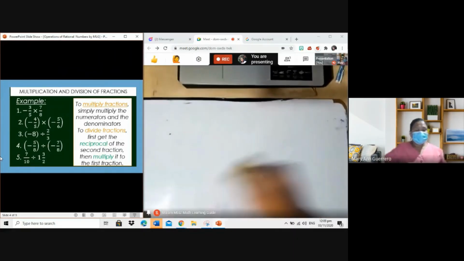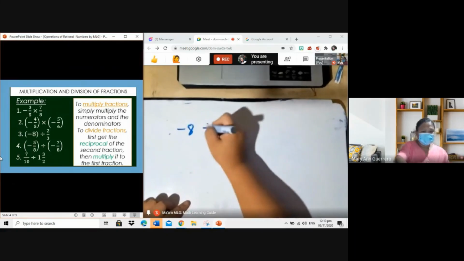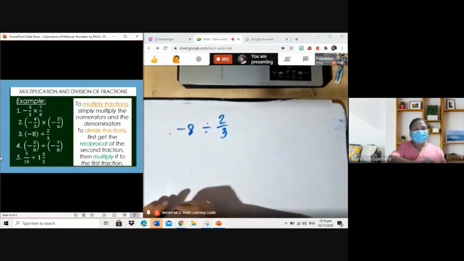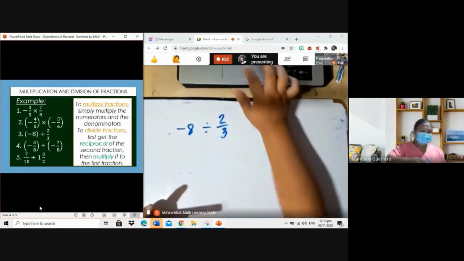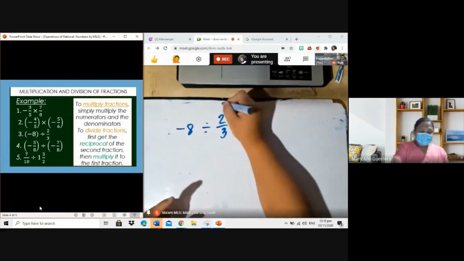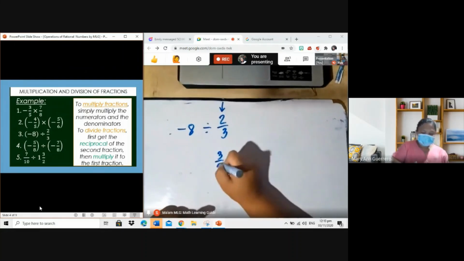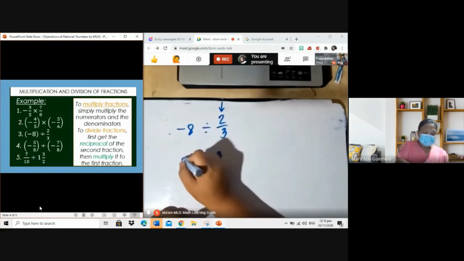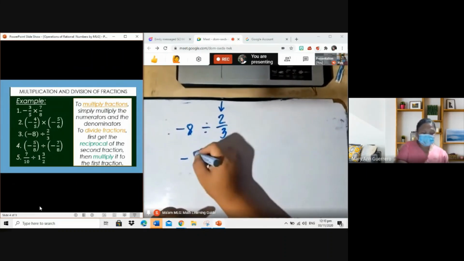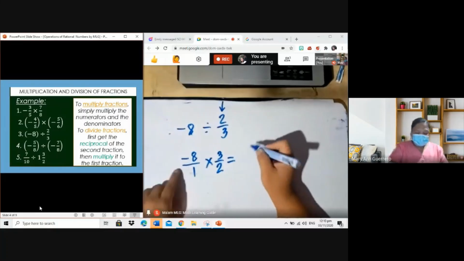Next example, we have negative 8 divided by 2/3. This time it is division. To divide fractions, first get the reciprocal of the second fraction, then multiply it to the first fraction. So let us get the reciprocal of 2/3, and that is 3/2. Then multiply it to the first fraction. Do you agree that this is a whole number which can be written as a fraction, 8/1? Now we can multiply the numerators.